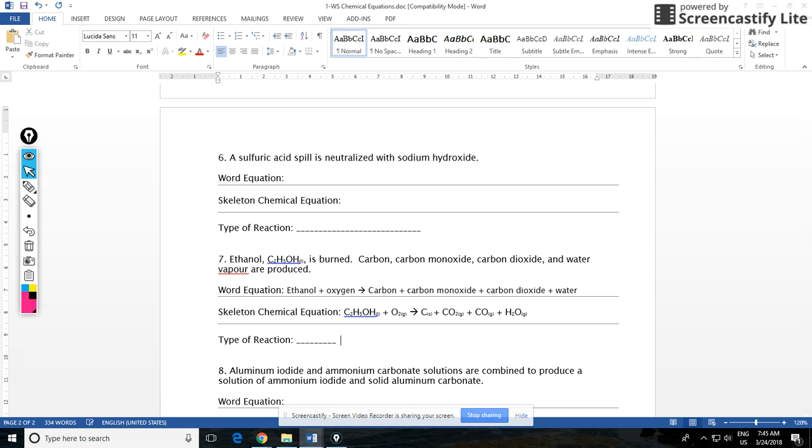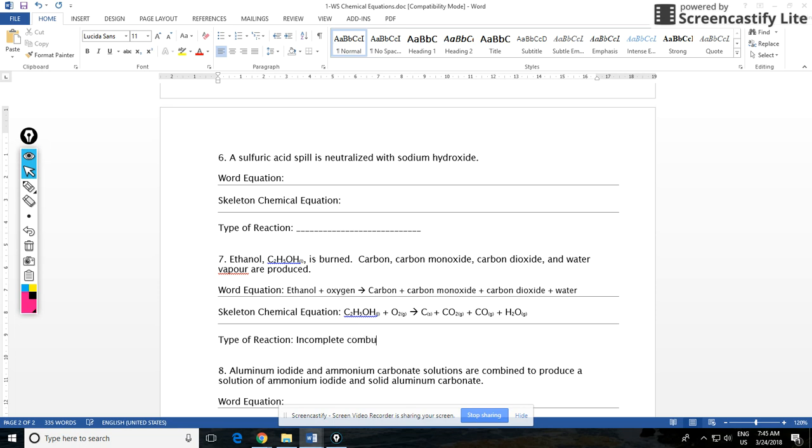There we have a word equation and a skeleton chemical equation. And again, we know this is an incomplete combustion reaction. Notice that when I ask you for a skeleton equation, you don't have to go and balance it. You only need to go and balance it when I ask you for a balanced equation. However, I do recommend you start practicing your balancing. So after you're done your skeleton, write it separately as a balanced equation, because when we get to the third unit and we do our calculations, you're going to have to use balanced equations. Otherwise, your calculations will be incorrect.